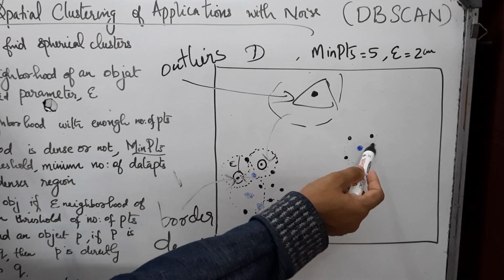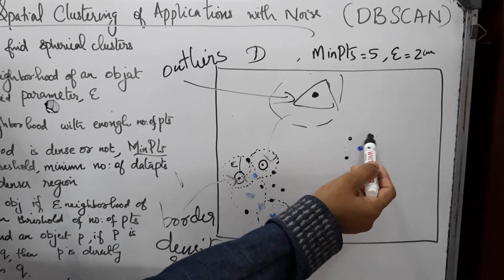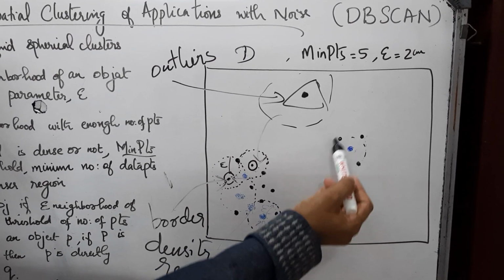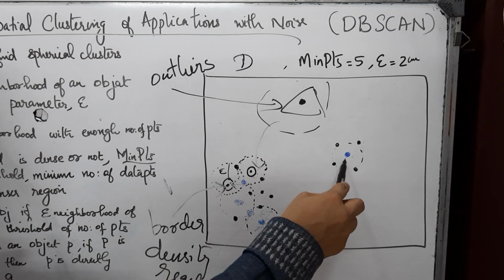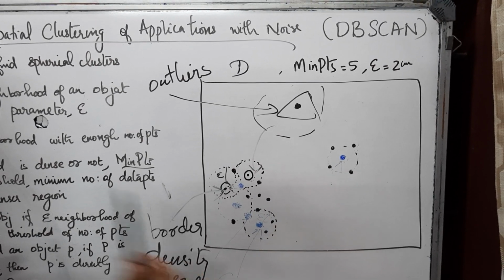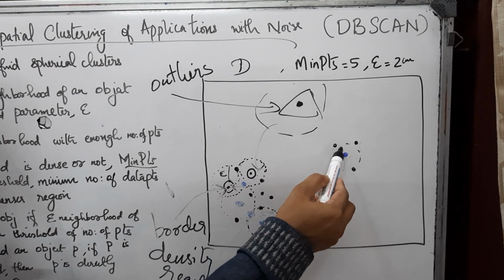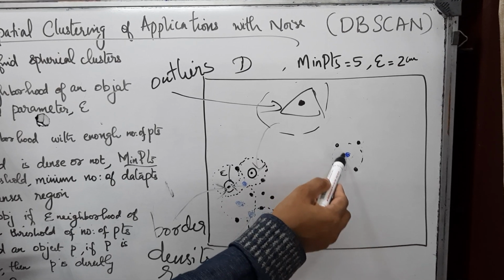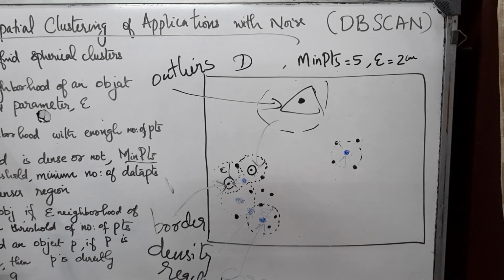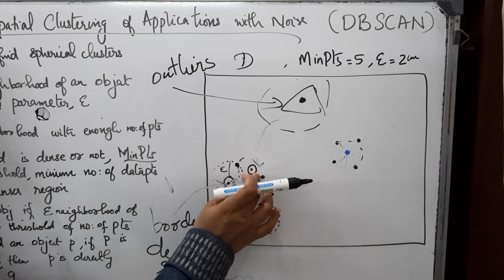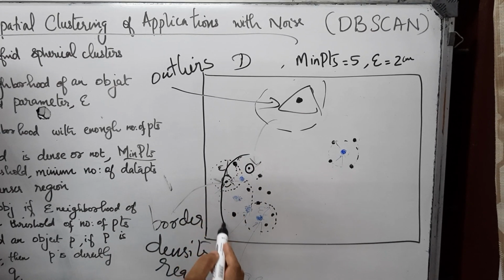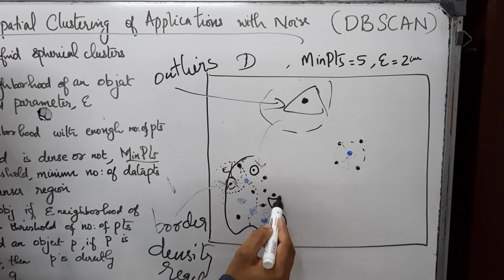Take into consideration this area. So this is its radius. We got 1, 2, 3, 4, 5. So this will be a core object. Then this will be a border object, as it is directly reachable from a core object. So what will be our dense area? This is our denser area.